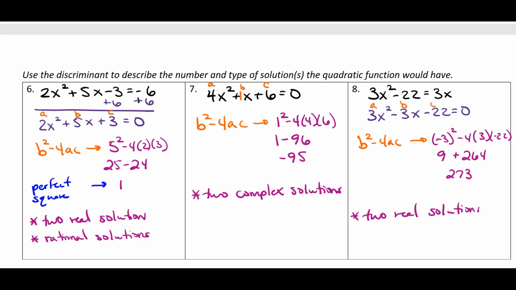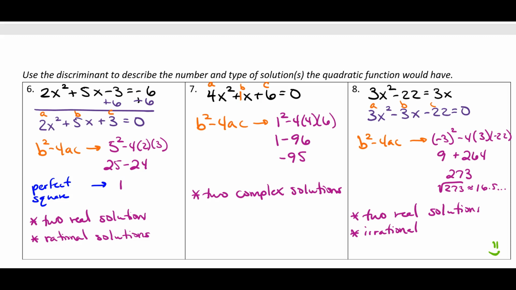And then if you tried to take the square root of 273, you end up with a decimal. It's something like 16.5 something. So since it's not a perfect square, this tells me my solutions are going to be irrational. I'm going to have a square root left that I'm going to simplify. So again, if you got this one right, give yourself a little smiley face down in the corner. If you got it wrong, then fix it, and don't give yourself a smiley face.